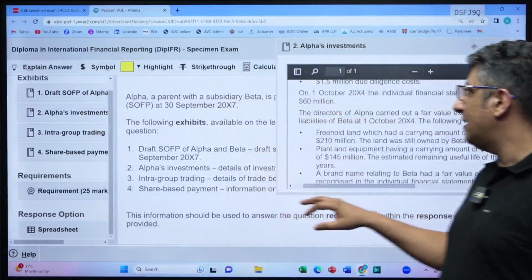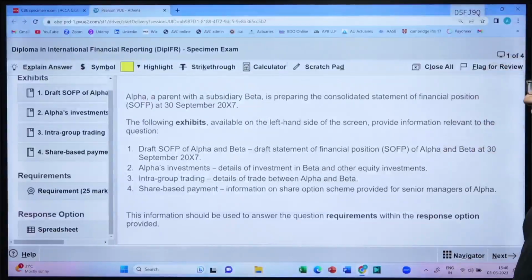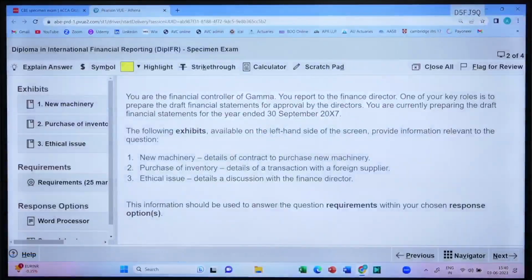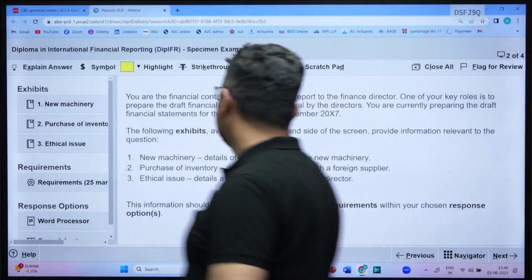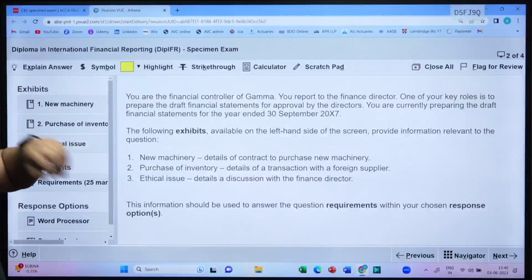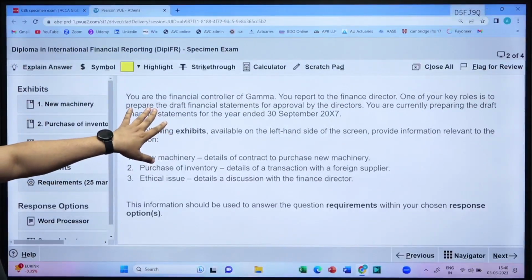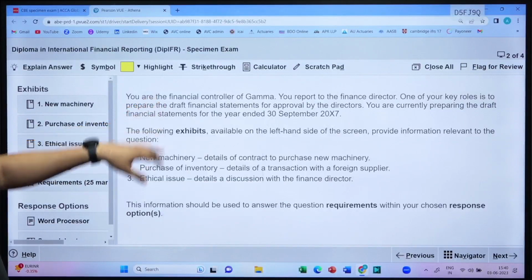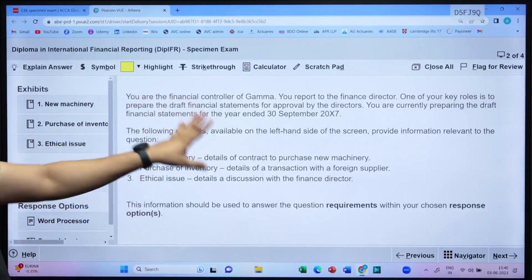Say, for example, I'm fairly comfortable with this question and I want to jump on to the next question, which I come to here. Okay, it talks about another scenario. It says that you are the financial controller of Gamma, you are reporting to the financial director. One of your key roles is to prepare the draft financial statements for approval by the directors. You are currently preparing the draft.